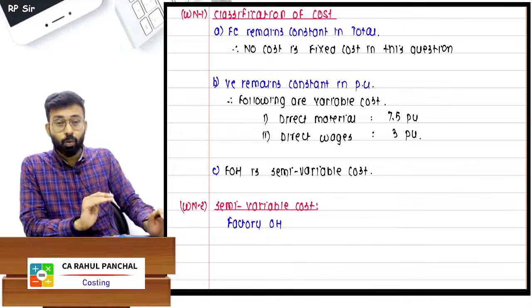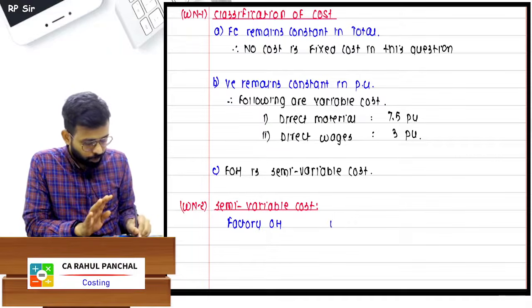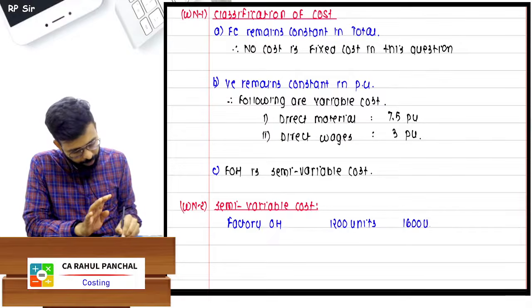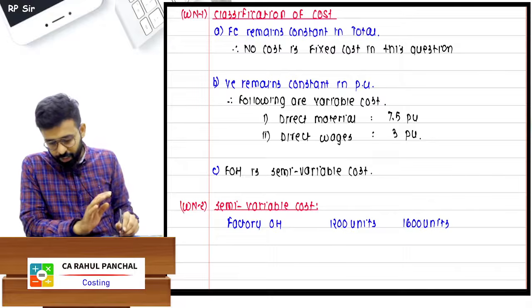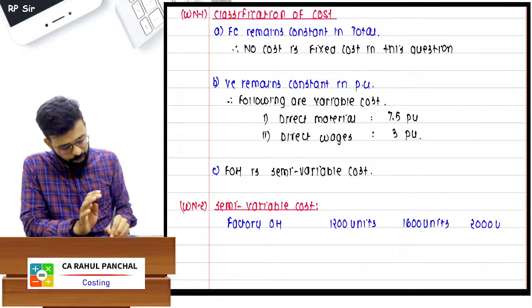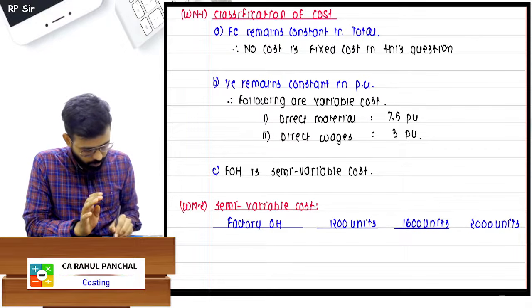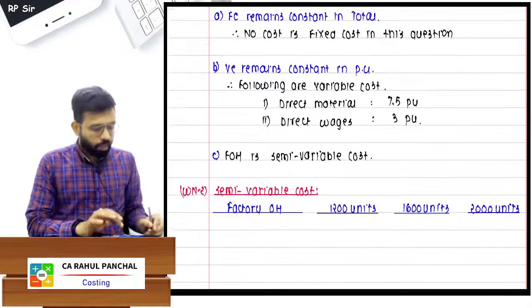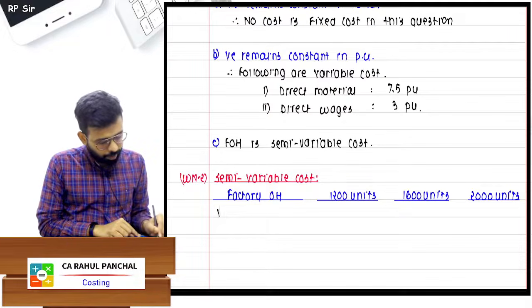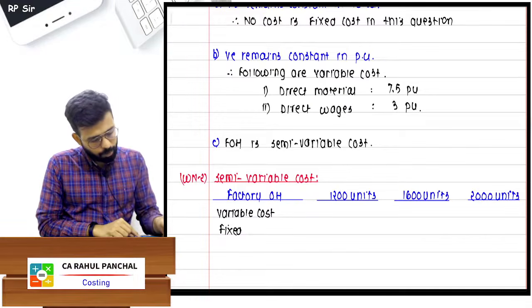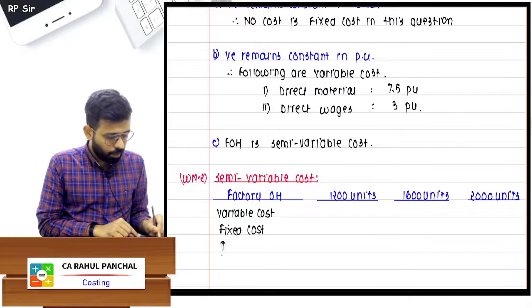You can go for week 1 and week 2, or week 2 and week 3. I'm going for week 1 and week 2, so I'm taking 1200 units and 1600 units. I need the answer for 2000 units. If I produce 2000, what will be my cost? When any cost is semi-variable, it will be divided into 2 parts: variable cost and fixed cost, and then you will get the total cost.